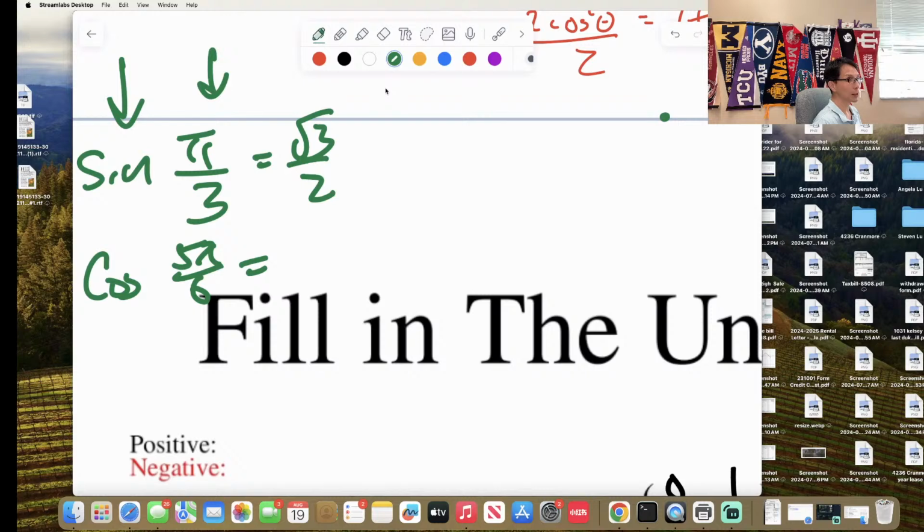Benicia, what do you think? Negative square root 3 over 2. Good job, Benicia. Awesome job. Right. Pay attention. Are they positive or negative? Which quadrant do you belong to? Okay, next one says sine of 13 pi over 4.